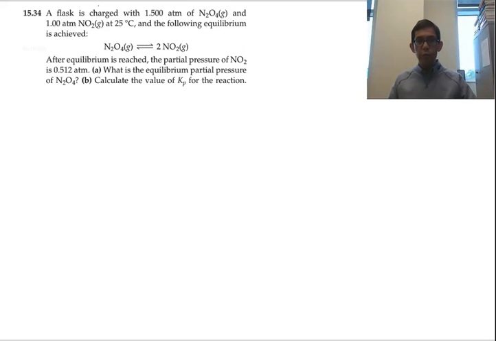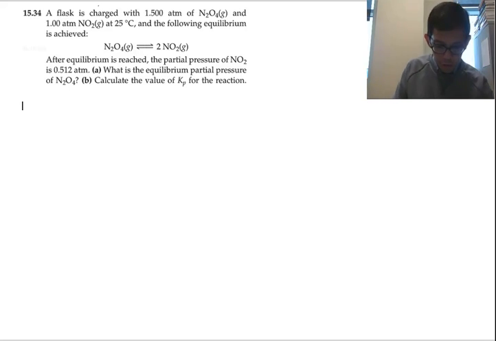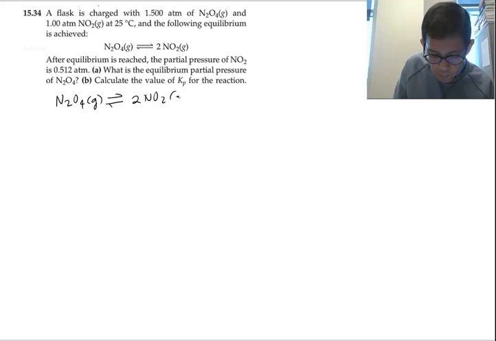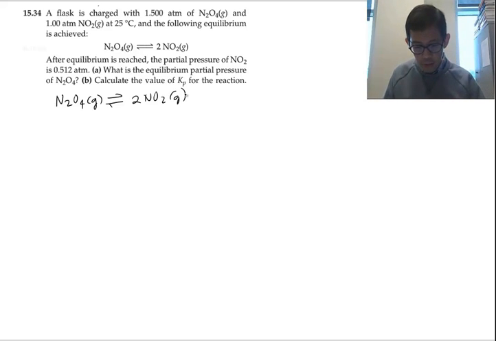A flask is charged with 1.5 atmosphere of N2O4 and 1 atmosphere of NO2, and the following equilibrium is achieved: N2O4 decomposes to 2NO2. After equilibrium is reached, the partial pressure of NO2 is 0.512. What is the equilibrium partial pressure of N2O4? And calculate the Kp for the reaction.